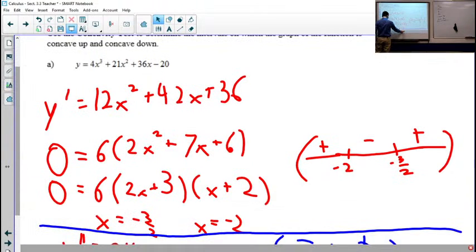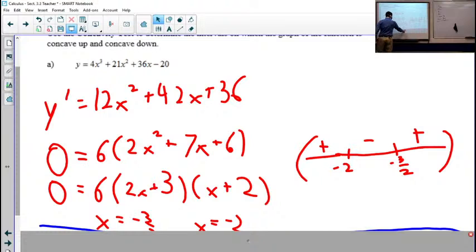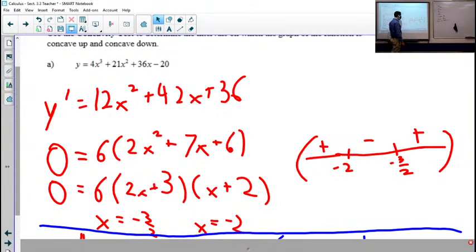So if you're factoring that, you should get -3/2 and -2. And there's what your sign chart should look like. That's all review. That's stuff we did before break. So that means we are increasing from -∞ to -2, union with -3/2 to infinity. And we are decreasing in the space in between from -2 to -3/2.